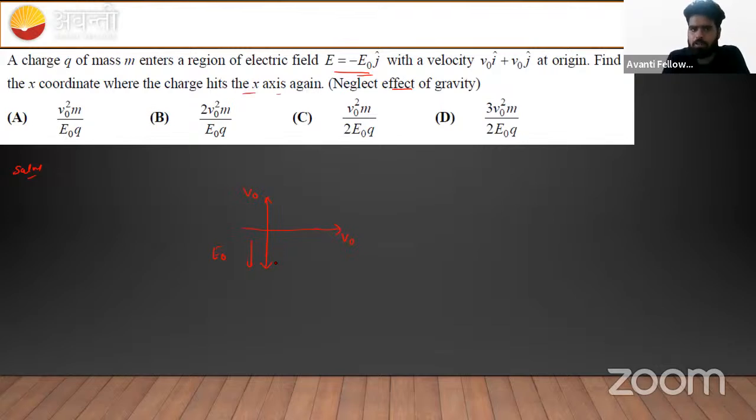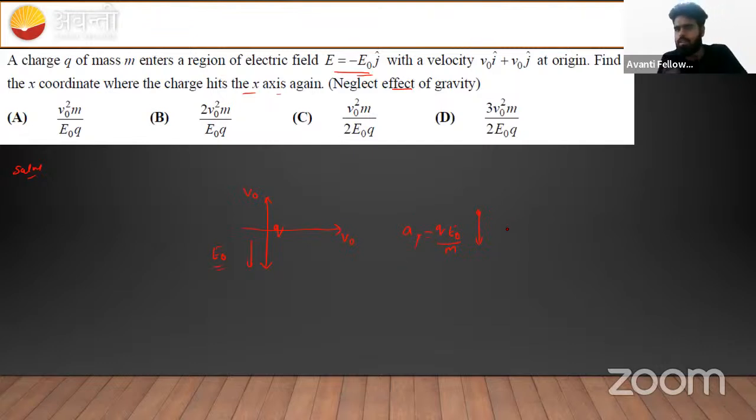So how can we solve this problem? Here the electric field is applied in the downward direction. A charged particle enters at the origin. Suppose the charge of the particle is Q and the mass is M. In which direction is the force acting? In the direction of the field if the charge is positive. So the force is acting downward. The value of the force is Q E naught. Dividing by mass, this is the acceleration of the particle in the Y direction.